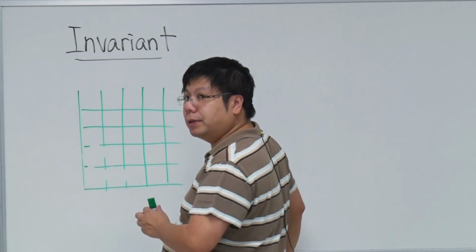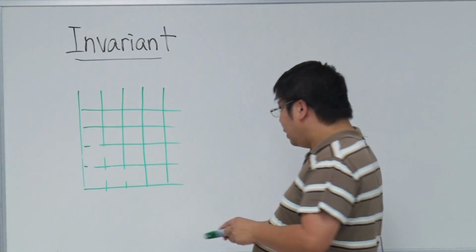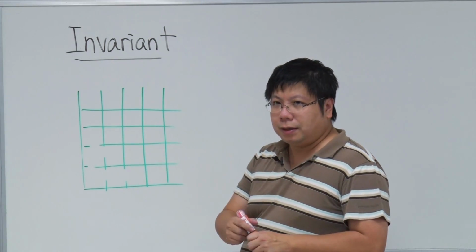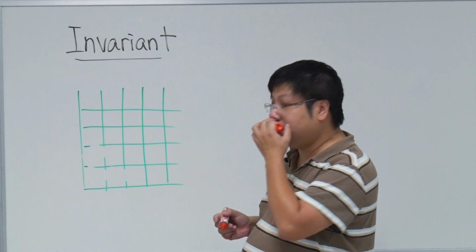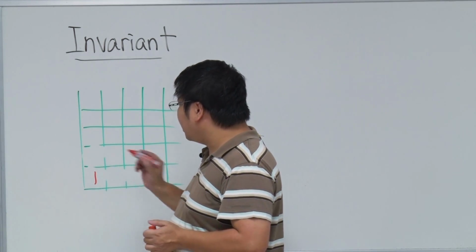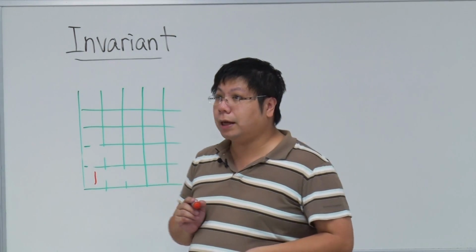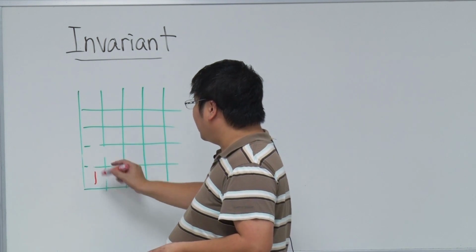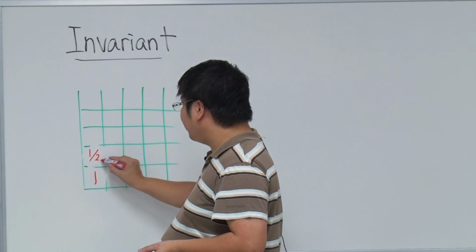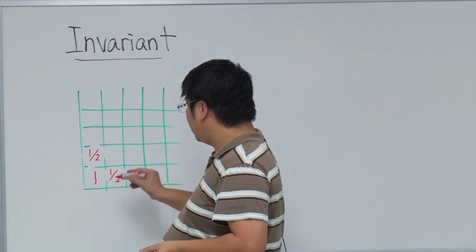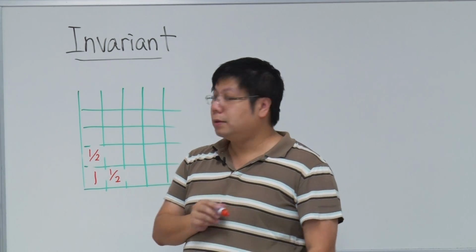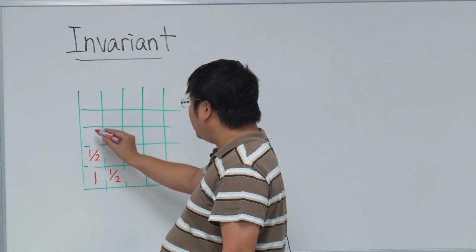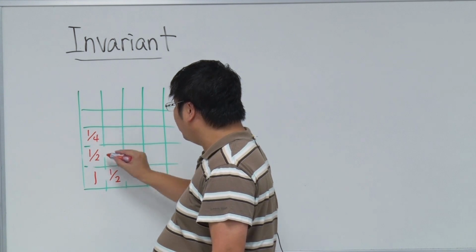So this is the board at the beginning. Okay, let's make the board label. So this square, I give it a label 1. Is that okay? Now these two squares, I give it a label 1/2. Is that okay? And these 3 squares, each of them, I give it a label 1/4.